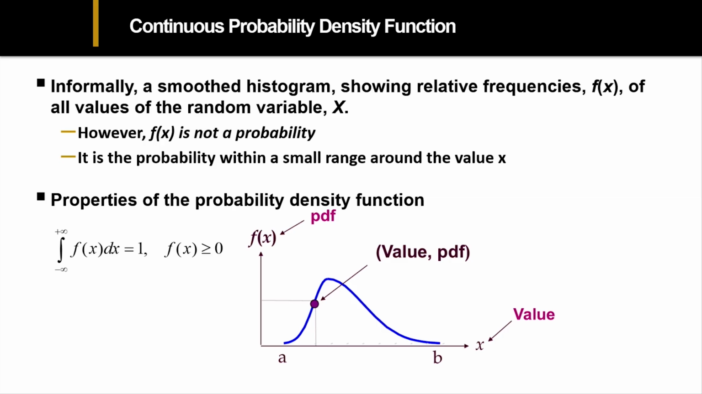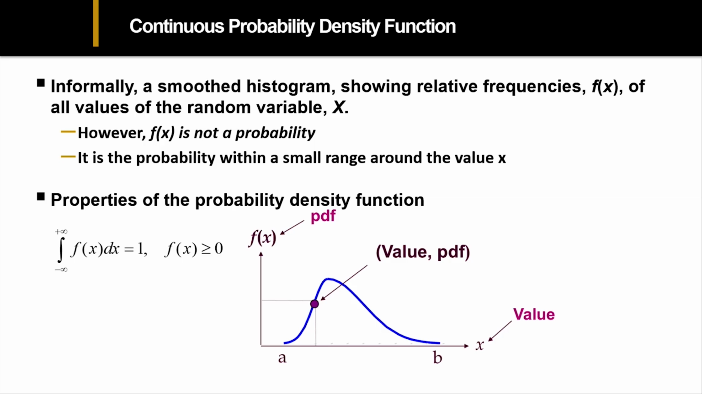Now, I don't want you to think of f of x as an actual probability. It's a probability within a very small range around that value of x. Because there are an infinite number of possible values in a continuous random variable, the probability of getting a single one is exactly 0. We have two properties here for the probability density function, or PDF, of a continuous random variable. The first is the integral sign in the calculus, saying that over the entire range, so from negative infinity to positive infinity, that function itself, f of x, integrates to 1.